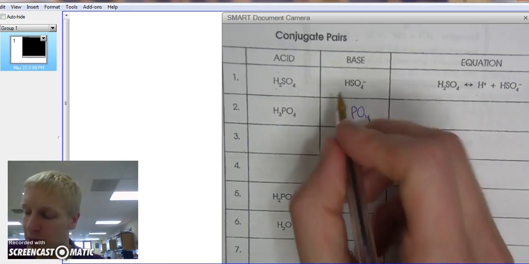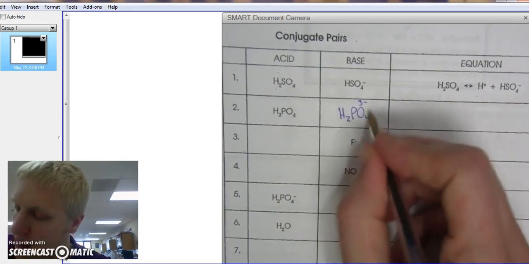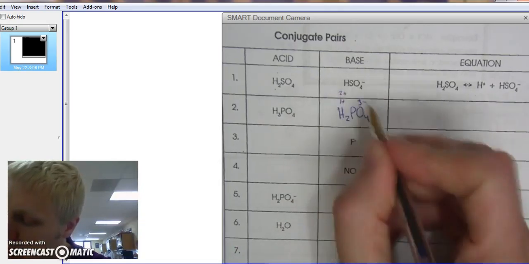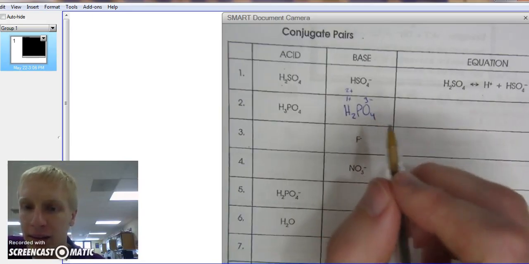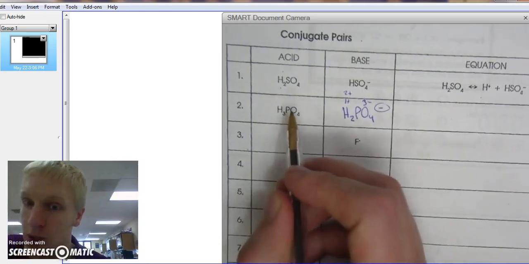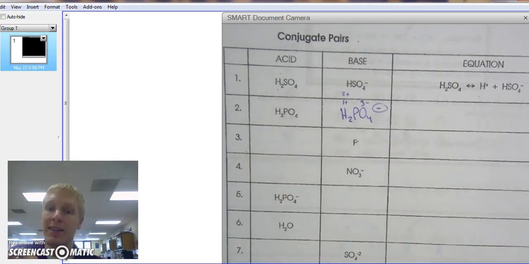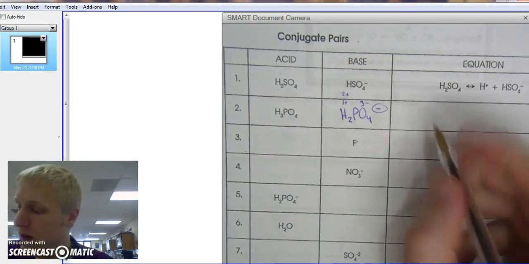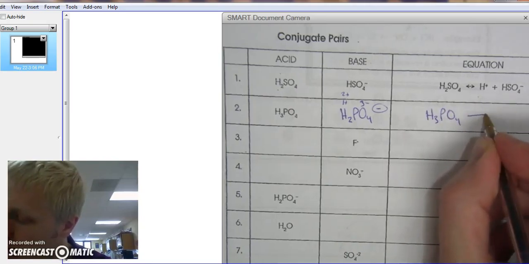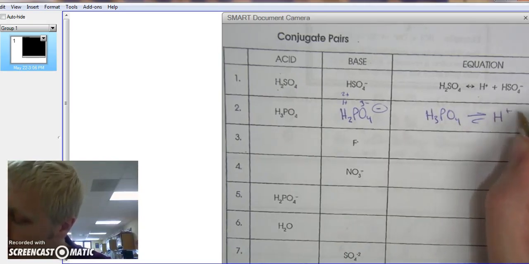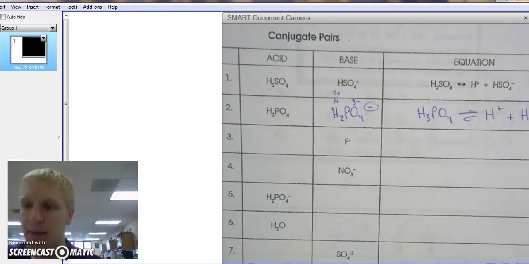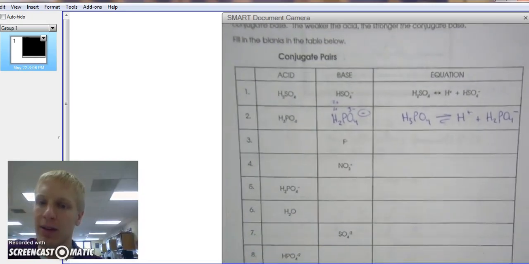So this guy with one less H+ is H2PO4. If it lost an H+, this is still phosphate minus 3, and this is hydrogen's plus 1, but there's 2 of them, so it's 2 plus. 2 plus 3 minus is minus 1, so it's an overall minus charge. Or you could think a neutral zero charge, when you're losing a positive, now it's going to be one more negative. And when we write this, we're going to write H3PO4 reacts to form H+ plus H2PO4-.